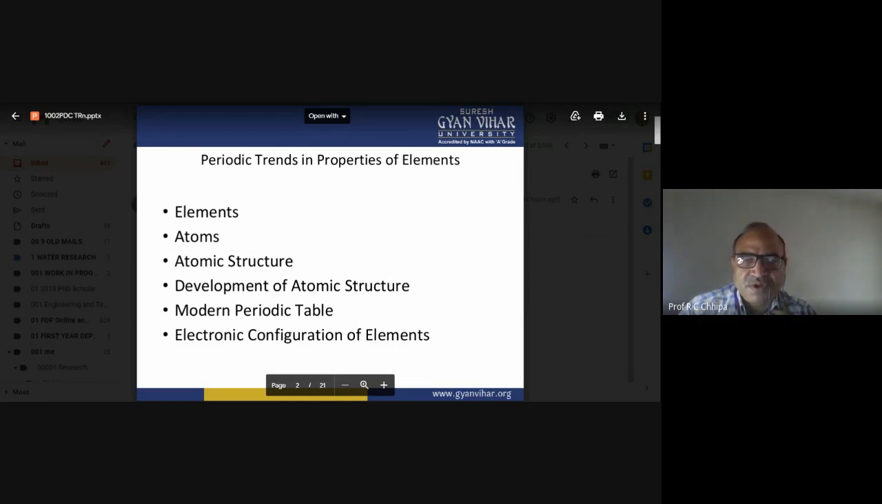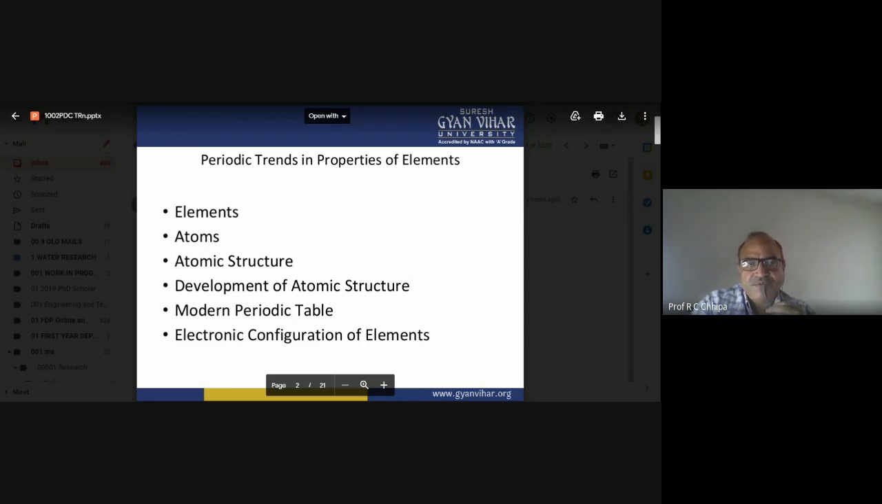Therefore, where the electron goes: we have the 1s atomic orbital, the 1s subshell. Then second, the 2s atomic orbital, the 2s subshell. Then we have the 2p, and 2p has three atomic orbitals: 2px, 2py, and 2pz. So that is the electronic configuration system of different elements.